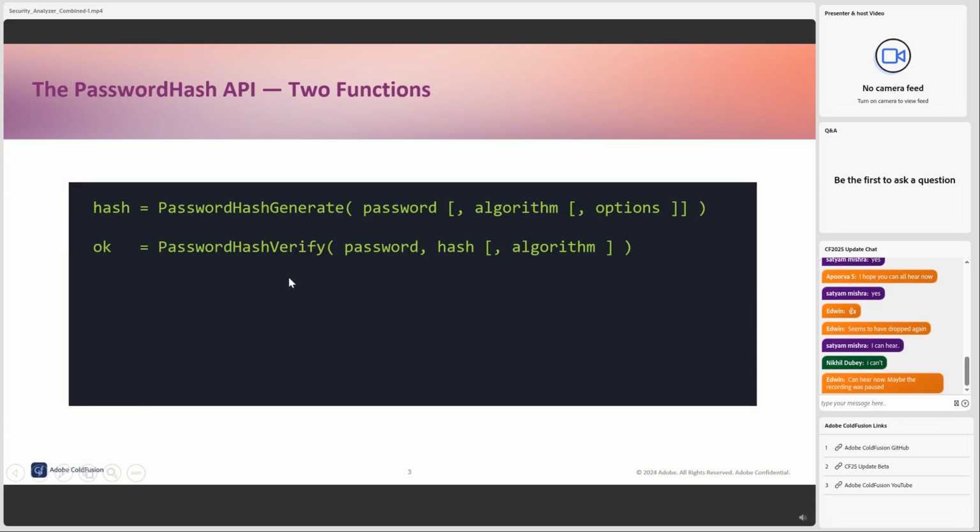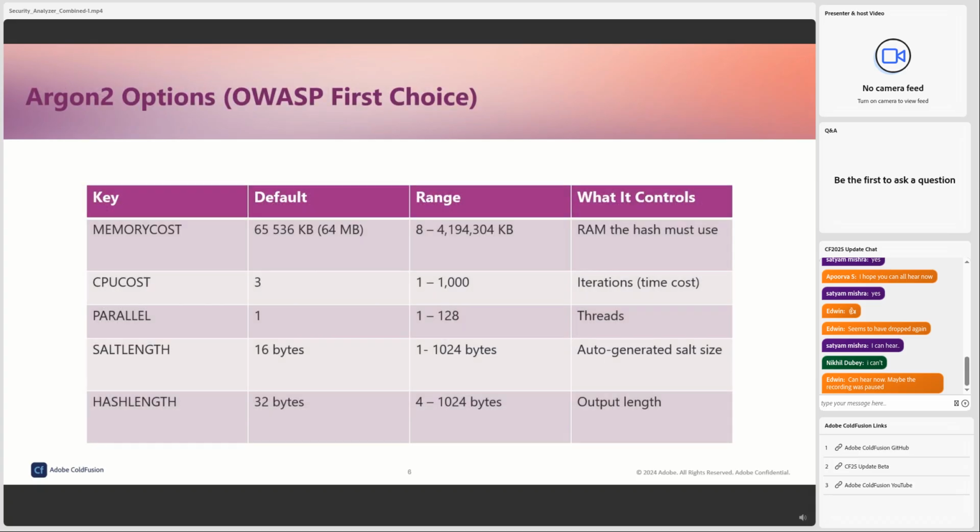Then we have passwordHashVerify. It takes password, again the plain text to check, hash, the hash string from passwordHashGenerate, and then the algorithm, which is optional, same as above. Notice that passwordHashVerify does not take an options struct. It reads the cost parameters directly from the hash string. The hash is self-describing.